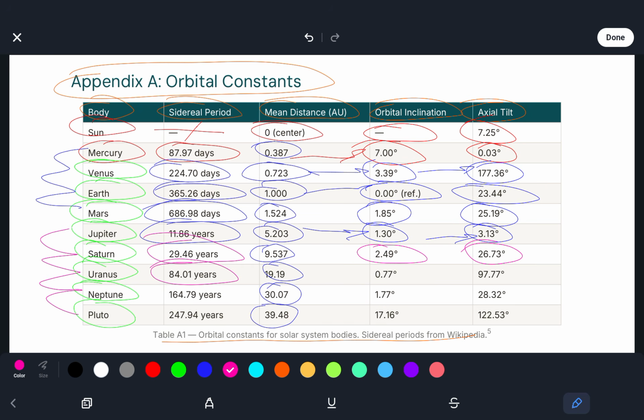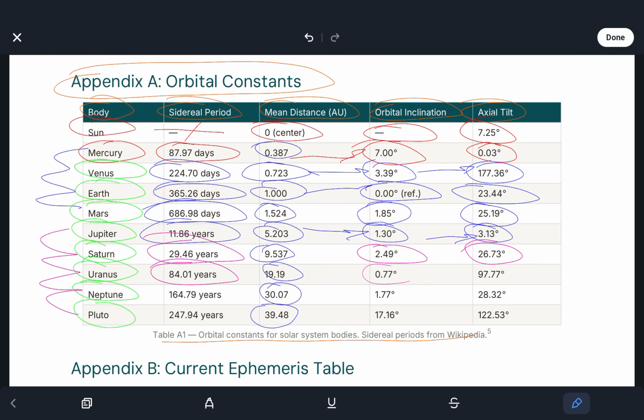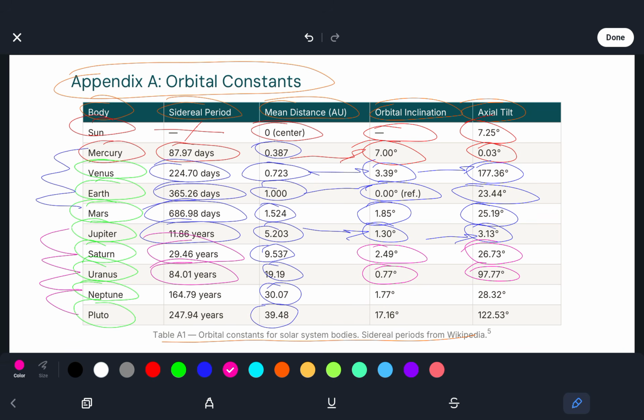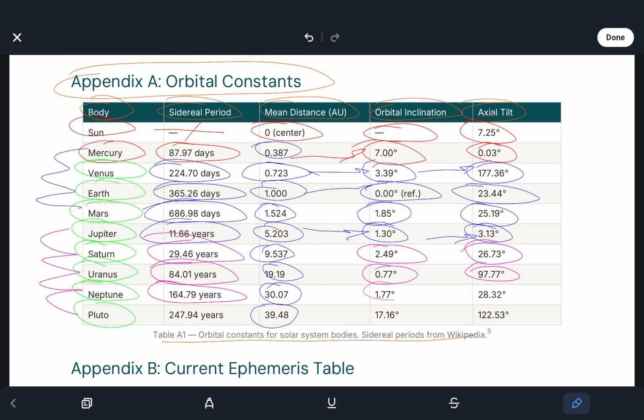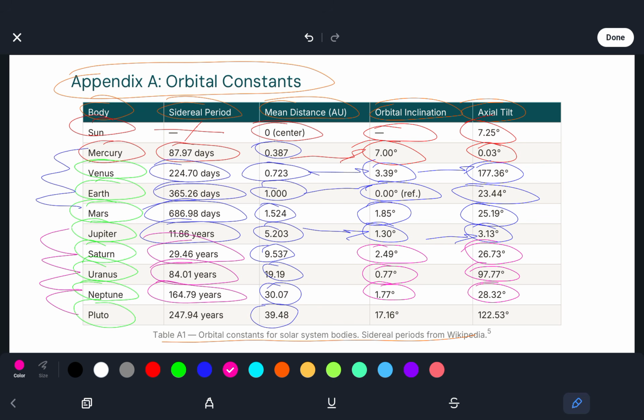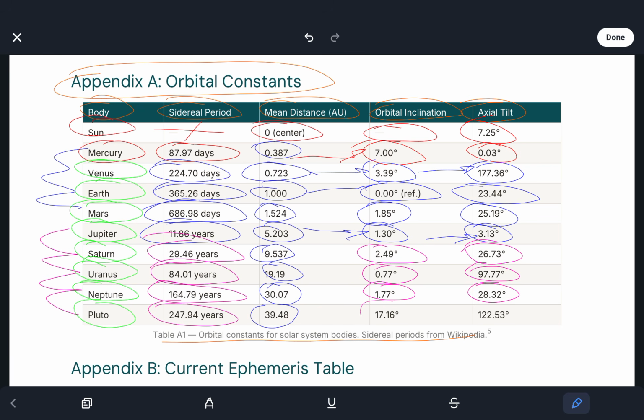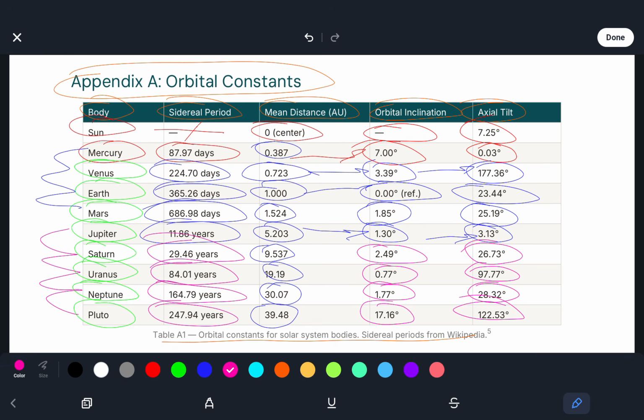Uranus at 84.01 years, with 0.77 degrees orbital inclination and 97.77 degrees axial tilt. Neptune at 164.79 years, 1.77 degrees orbital inclination, 28.32 degrees axial tilt. And Pluto, 247.94 years, 17.16 degrees orbital inclination, 122.53 degrees axial tilt.